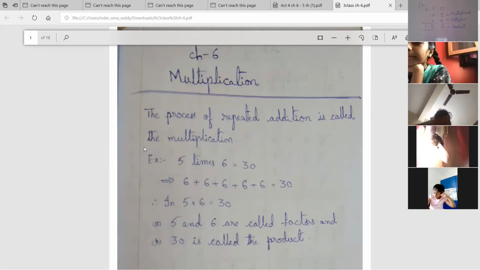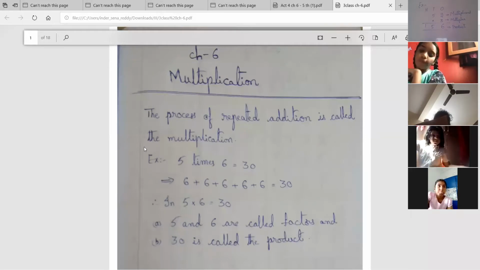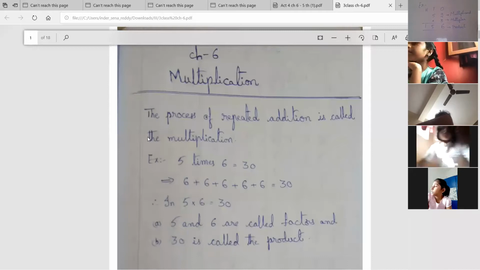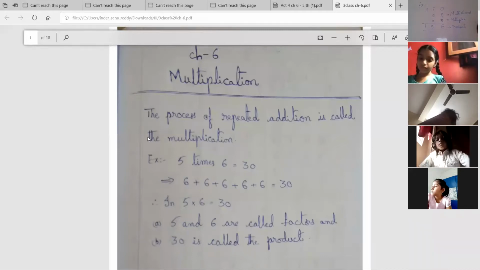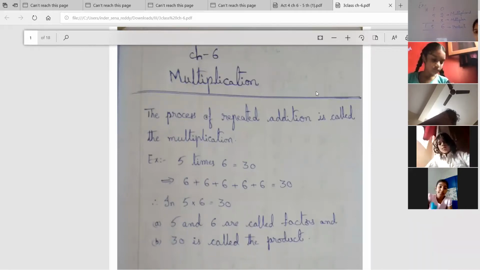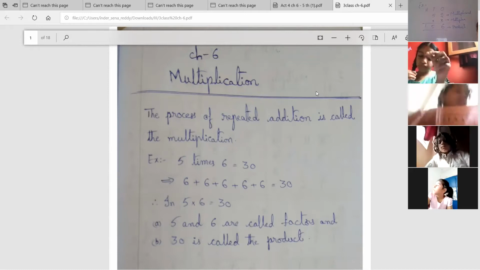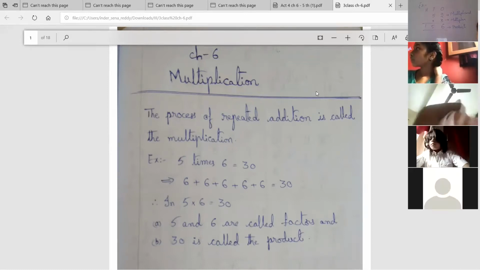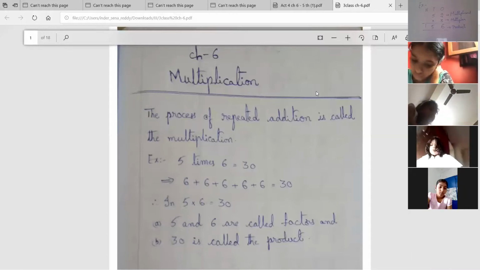Ma'am, we have to write properties of multiplication or directly write? Keep the heading properties of multiplication and copy down all the 3 points with examples. One or two examples each.